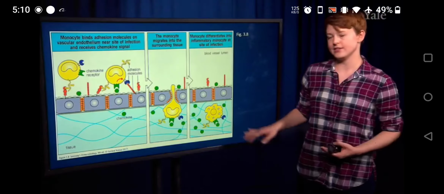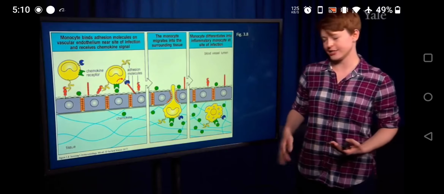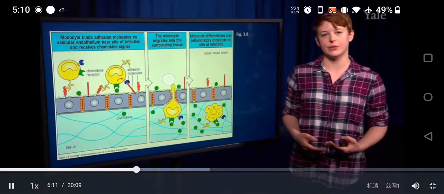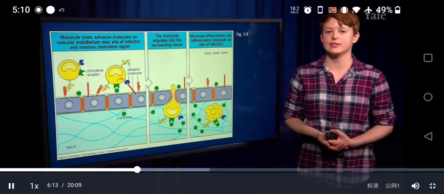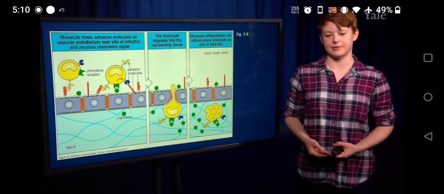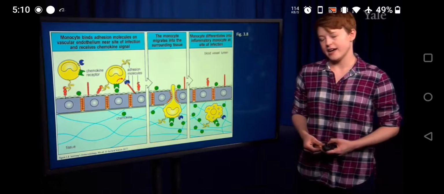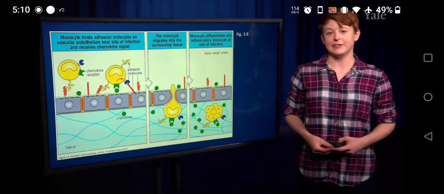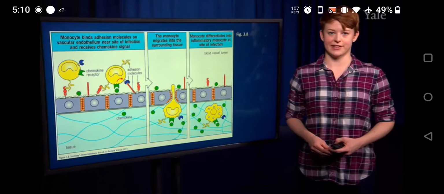And they will also then, once they get into the tissue, differentiate into different cell types as well. So monocytes might go in and differentiate into macrophages, for example. Another really common cell type that undergoes this process is the neutrophil.